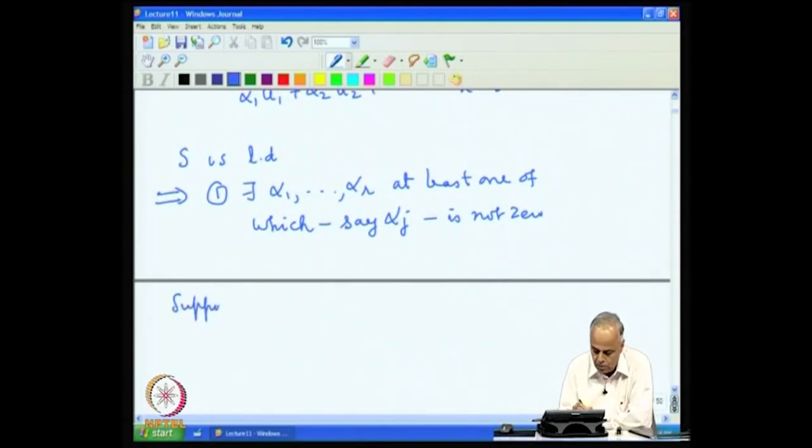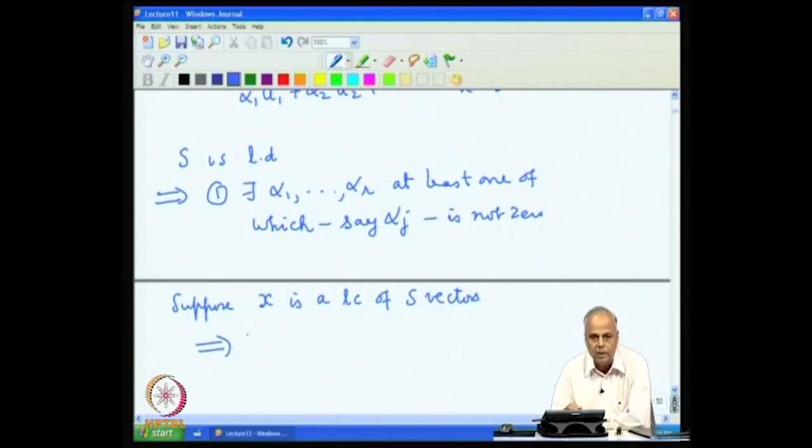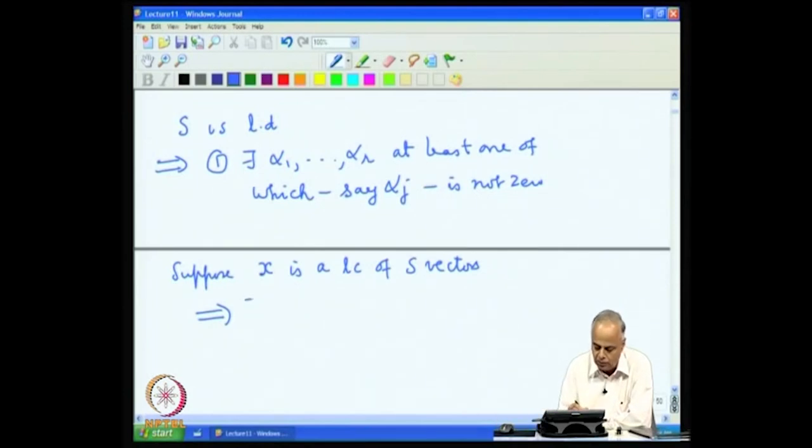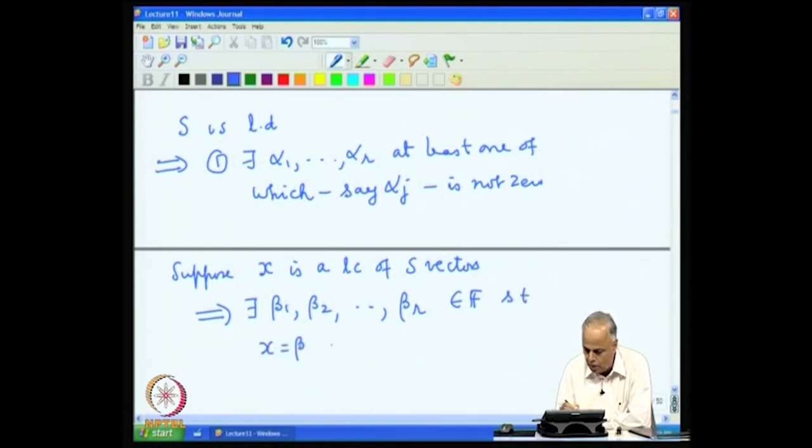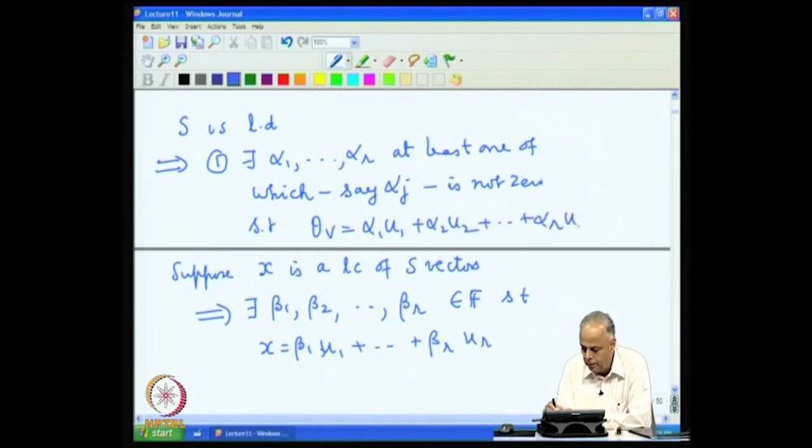Now, suppose X is a linear combination of S vectors. What does that mean? We must be able to express X as a linear combination of the vectors in S. That means there exist beta 1, beta 2, ..., beta r, all these scalars from the field F, such that X is beta 1 u1 plus ... plus beta r ur. Now, note that we said there exist alpha 1, alpha 2, ..., alpha r, at least one of which is not 0, such that the 0 vector can be obtained as this linear combination. This is obtained by the notion of linear dependence.